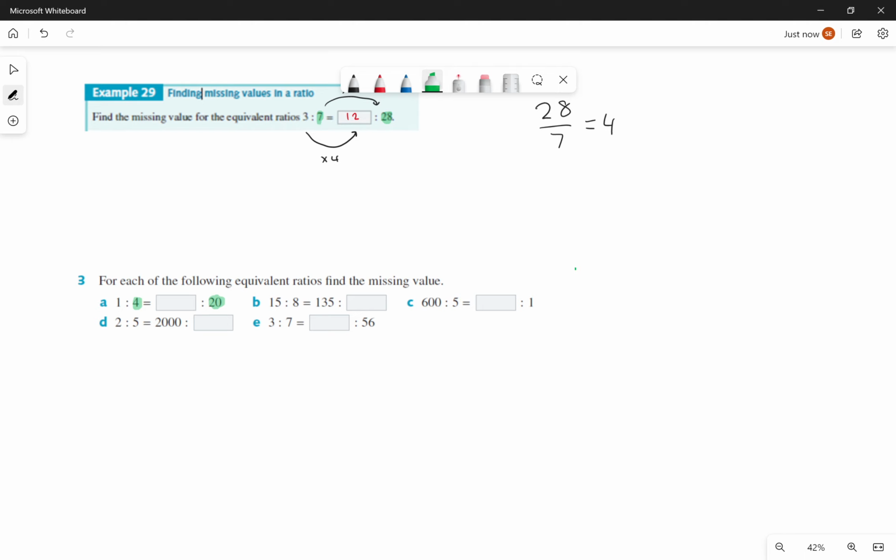Okay, so if I want to find out how many times bigger 20 is than 4, so I go 20 divided by 4, and that gives me 5, so that's 5 times bigger, which means the unknown number has to be 5 times bigger than 1, so that's got to be 5.